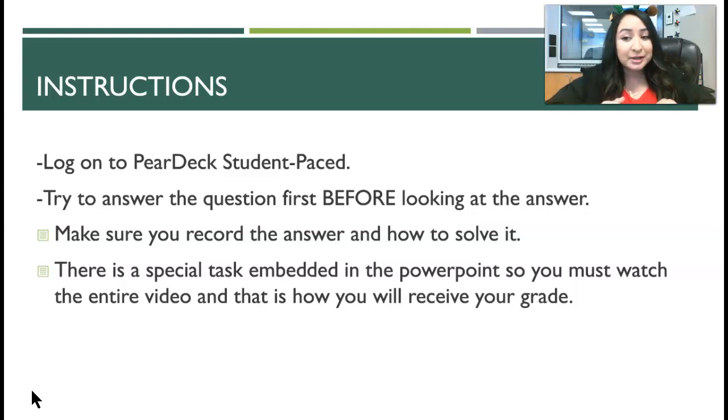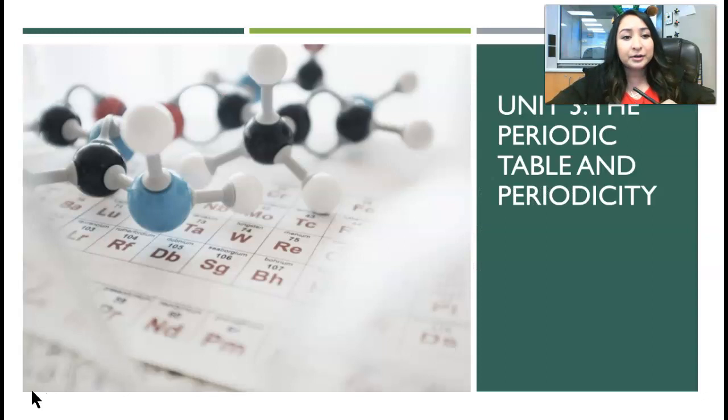There is a special task embedded in the end of the PowerPoint, so you must watch the entire video, and that's how you will receive your grade. It's easy, I promise. But I do want you to go through each problem, or at least go through the Pear Deck, because I do give the solutions at the end. But more than likely, just watch the video, if anything. It is going to be a long video, so let me warn you. So let's just go ahead and get started.